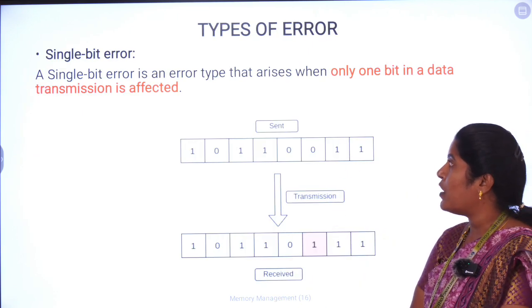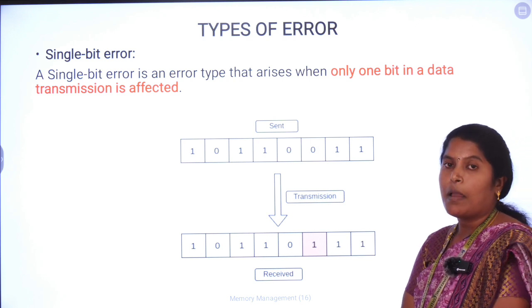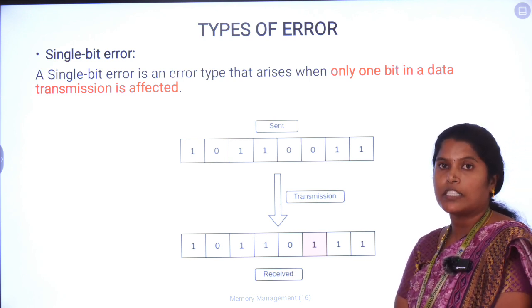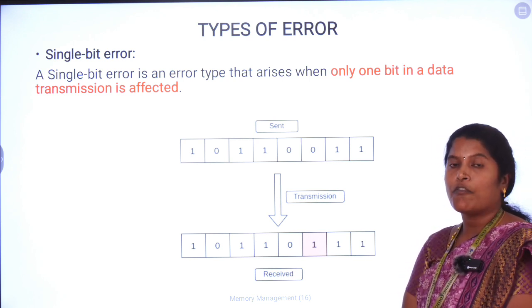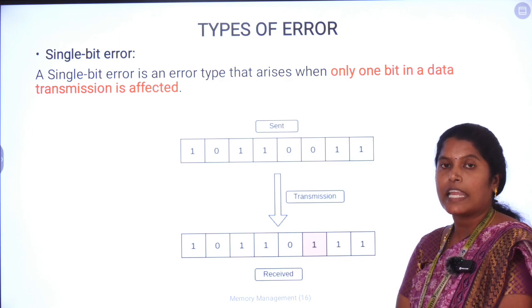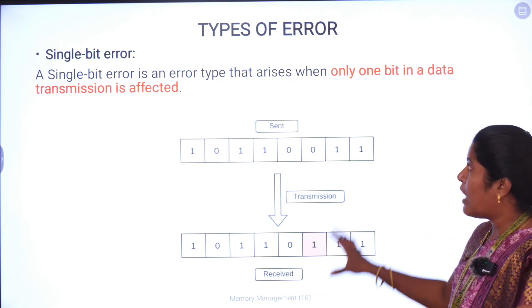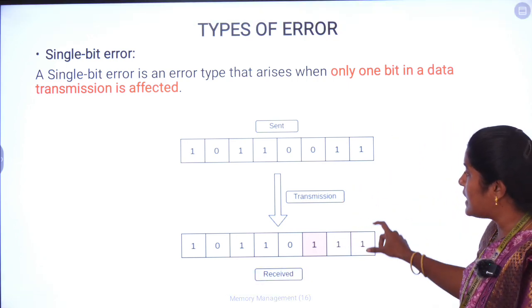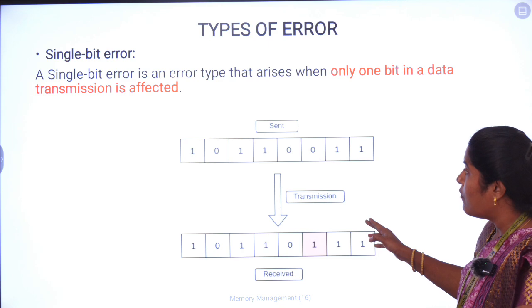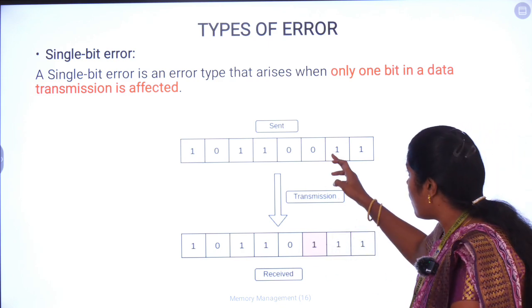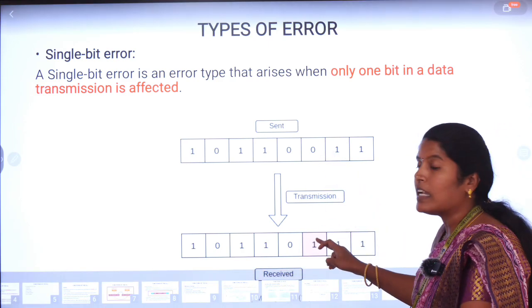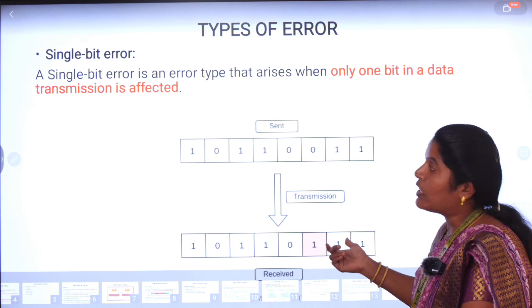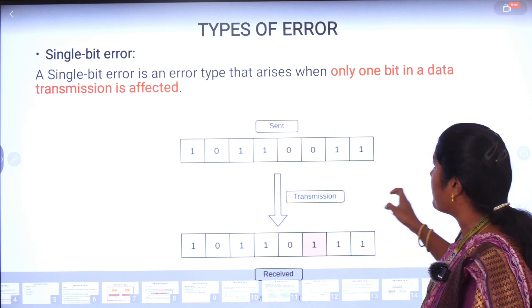There are three types of error. They are single bit error, multiple bit error and burst error. Single bit error: if only one bit in the transmitted data is affected, then it is known as a single bit error. This is a diagram showing the single bit error. This is the original message. In the received message, during transmission, we could see that instead of 0, 1 has been added in the transmitted data. So it comes under the single bit error.